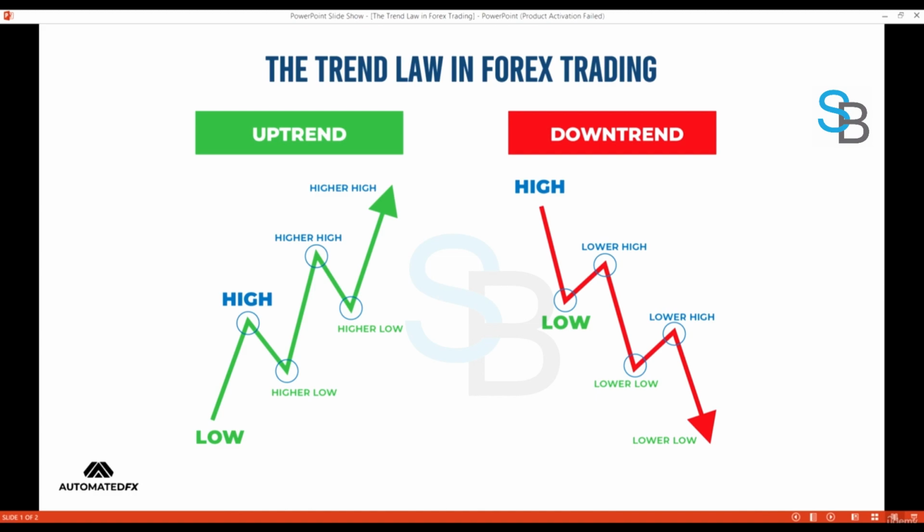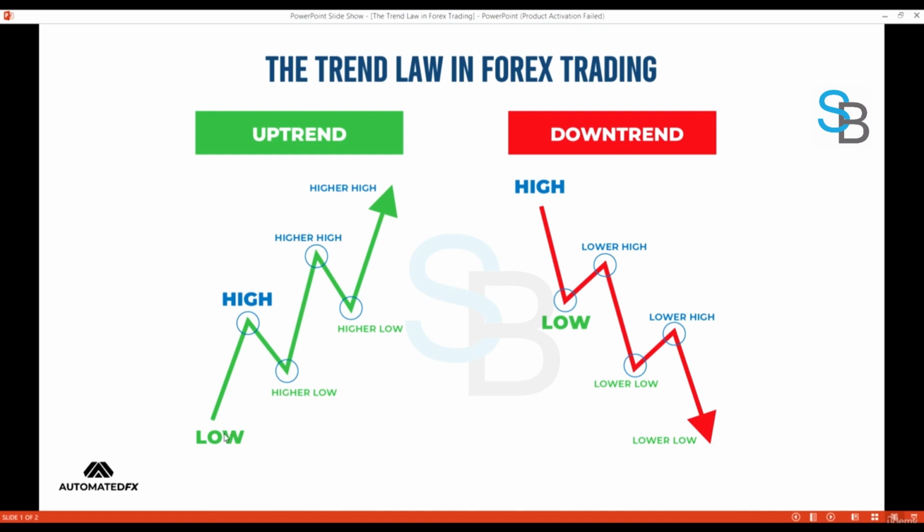Now, we have two types of trend. We have the uptrend and we have the downtrend. Now, what's the trend law in the first place? The trend law postulates that a market which is in an uptrend makes higher highs and higher lows.